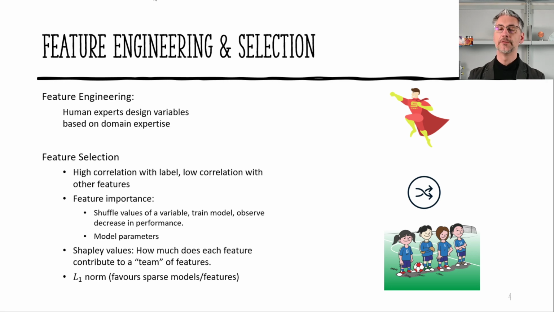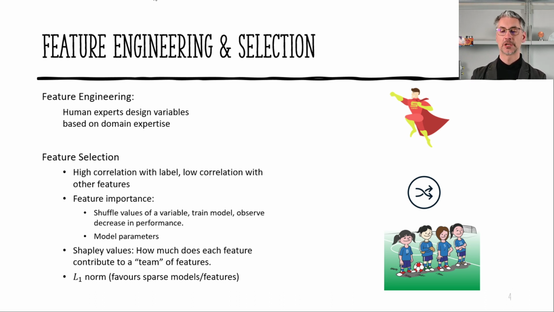So feature engineering is done by human experts that design variables, and they need to have a deep understanding of the application domain. When we want to develop features, we want to have variables that have high correlation with the variable we want to predict. This is called the label, and low correlation with all other features. We also need to measure this feature importance so we can identify which features we want to use and which maybe we want to discard.